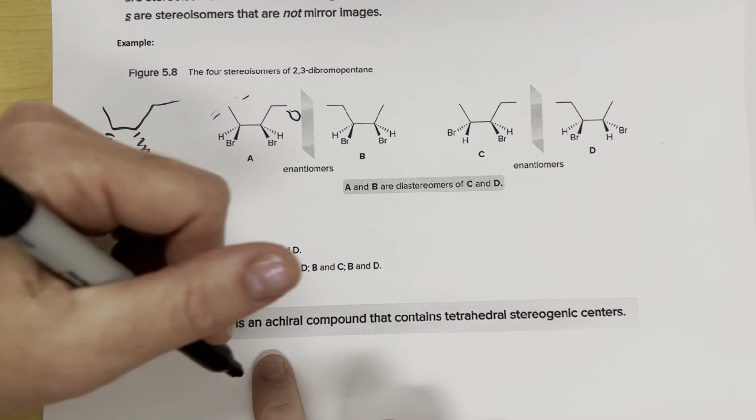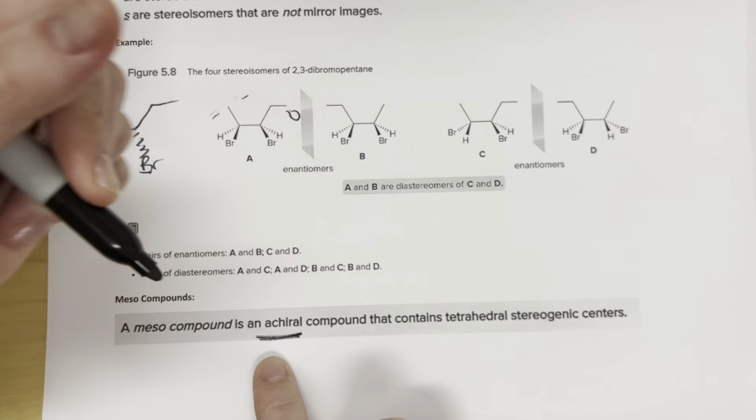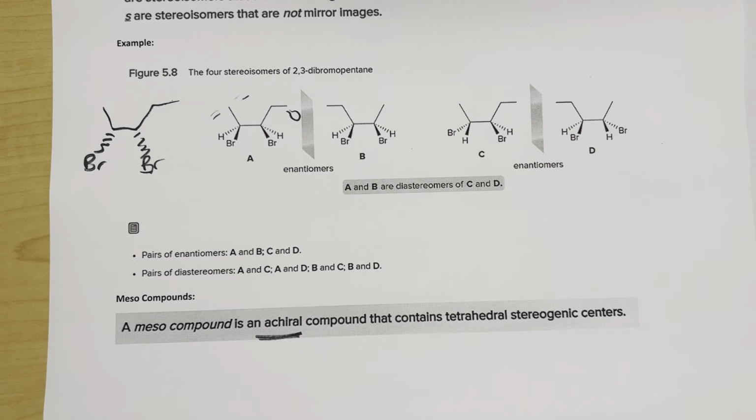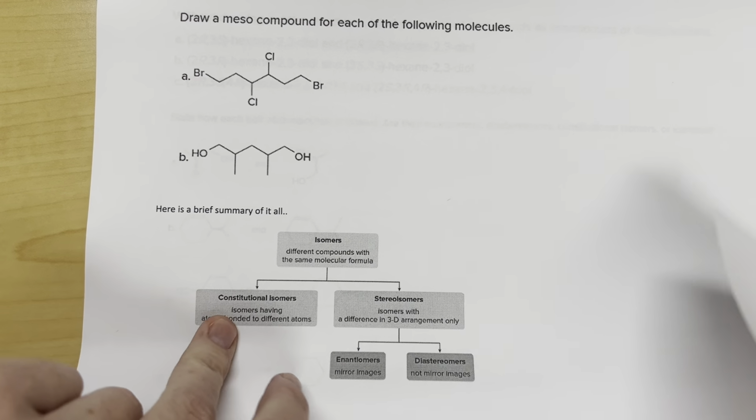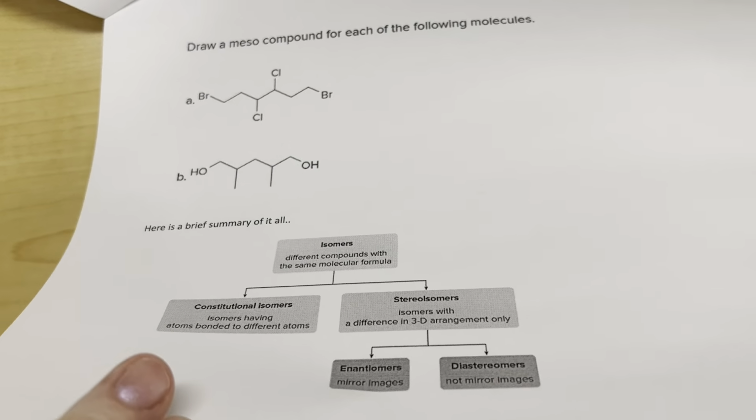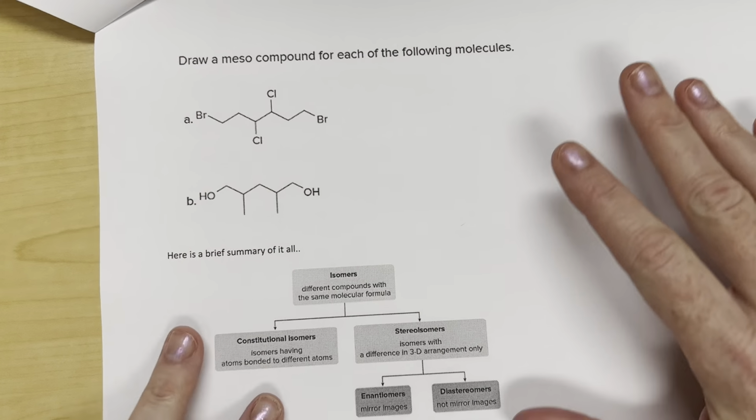All right, we're going to talk about a meso compound. A meso compound is an achiral compound. I don't know if you remember, in the last lecture there was a brief mention that sometimes you'll have something that has stereogenic centers, but it's not chiral, meaning it's still superimposable on itself. And the way we get that is if we have something that has a mirror image of itself.